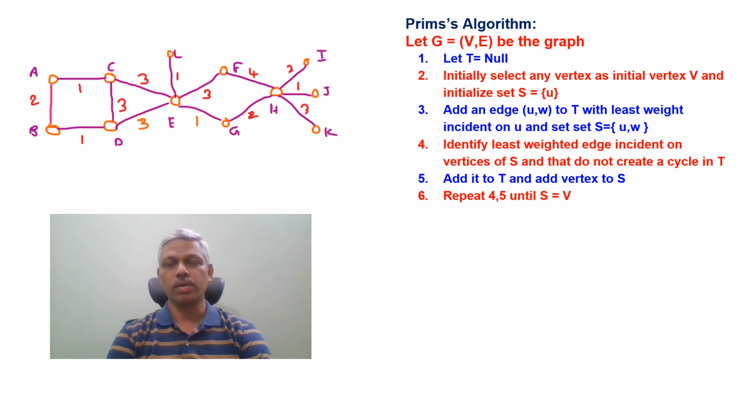Already U is there, now we are adding W. So from U we are tracing to W. Now when it comes to W, identify the least weighted edge incident on vertices of S, not only on W, but all the vertices that are present in S. Among them, identify the least weighted edge, such that adding it should not create a cycle. Once it is found, add the edge to the tree and add the newly traced vertex to S. This process is repeated until the set S coincides with the vertex set of T. That means the entire set of vertices is traced.